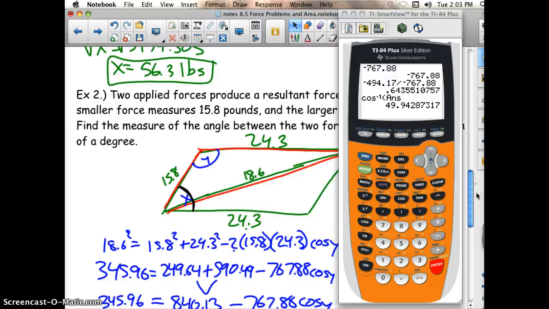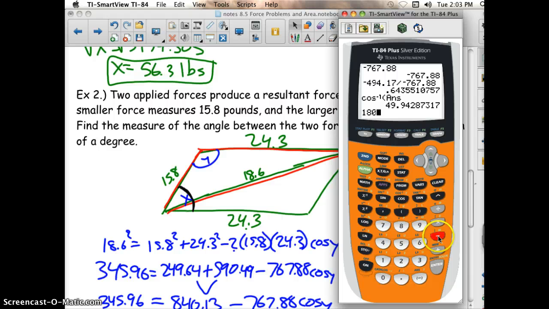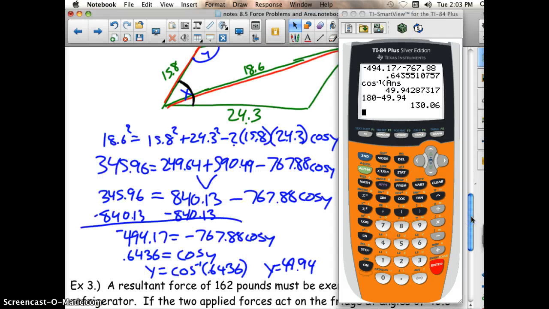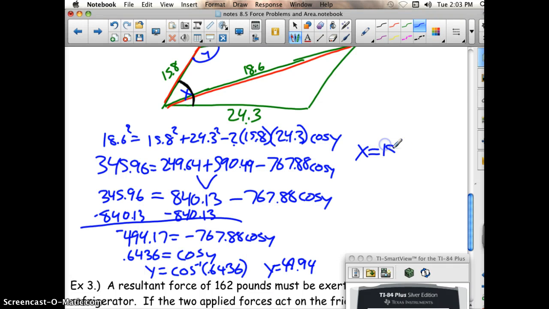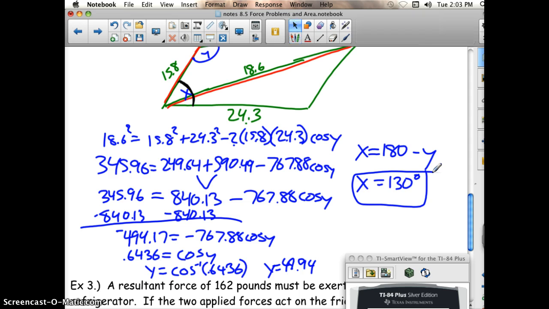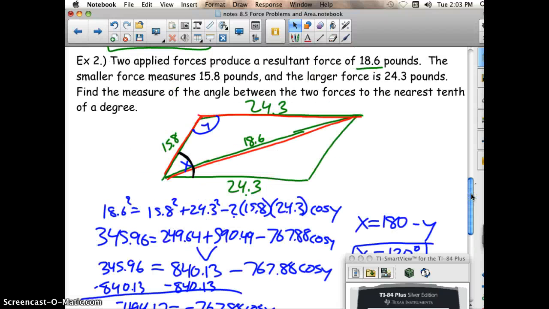Okay, so 180 minus 49.94 is going to give me 130.06, or 130 degrees. All right, and that's x equals 180 minus y, and it was 130 degrees. Okay, there we go. So I've got a 130 degree angle there. That doesn't look like a 130 degree angle, but remember, it's not drawn to scale.